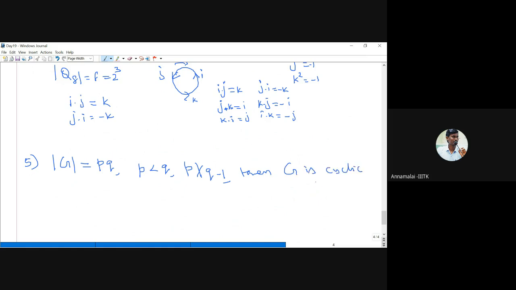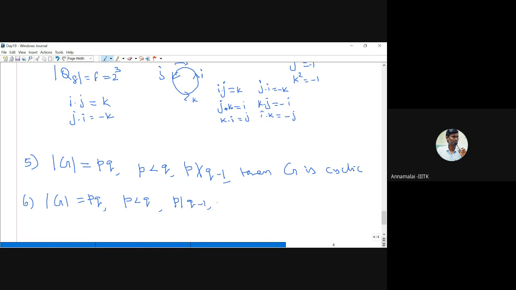So any group of order PQ, where P is less than Q and P does not divide Q minus 1, G should be a cyclic group. Suppose we have a group of order PQ, P less than Q, P and Q prime numbers, but P divides Q minus 1.